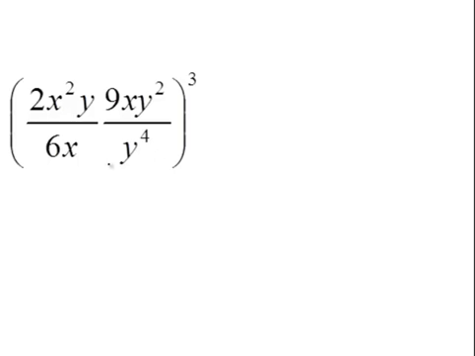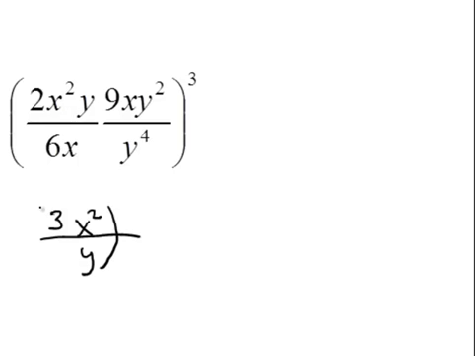For this example, maybe I'll try to reduce as much as I can ahead of time. On top, there's 1, 2, 3 factors of x, and on the bottom, there's only 1 factor of x. So the x's on top win by 2. Looking at the y's, there's 1, 2, 3 factors of y on top, and there's 4 factors of y on the bottom. So the y's on the bottom win by 1. And then number-wise, 2 times 9 is 18 over 6 reduces to 3 on top and 1 on the bottom.